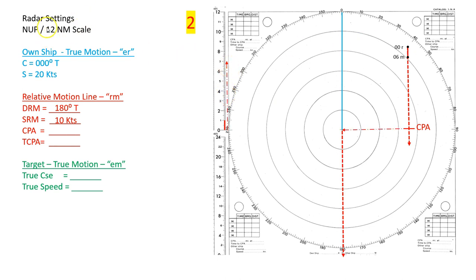By the way, in every one of these images the radar was set for the 12-mile scale. Therefore, I'm going to use the 12-mile scale provided on my radar plotting sheet. Okay, so that was that. So CPA is 7 miles.